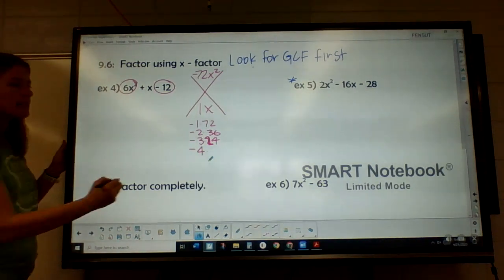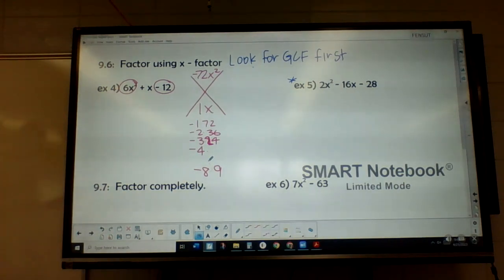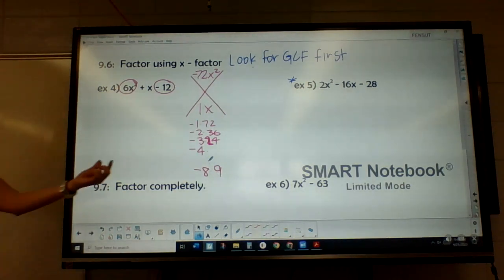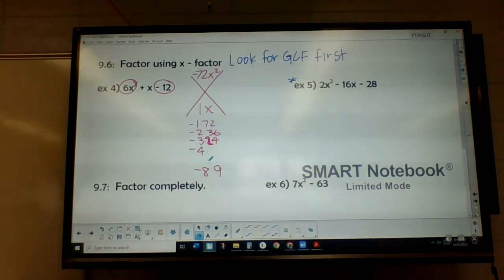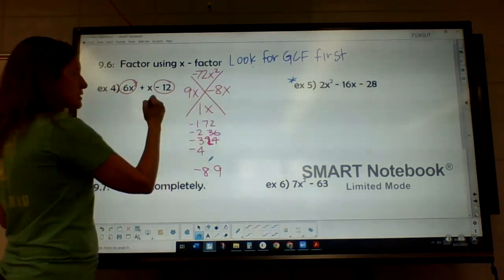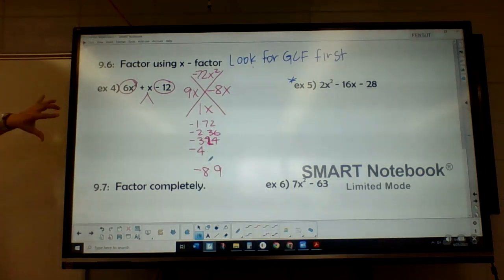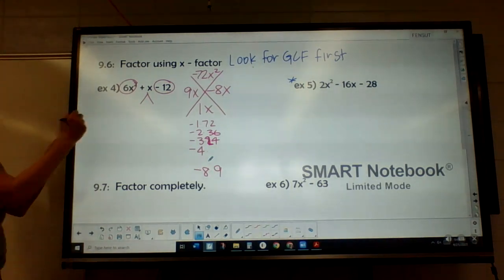What I realized is negative 8 and 9 multiply to give me negative 72, but when I add them, they give me a positive 1. So again, I knew they were right next to each other because of this 1. Now it doesn't matter which one you put first. I'm going to put 9x first and then minus 8x. I use that to split this middle term up. And again, I'd be glad to walk you guys through this, or if you absolutely hate this method, I can show you another method.